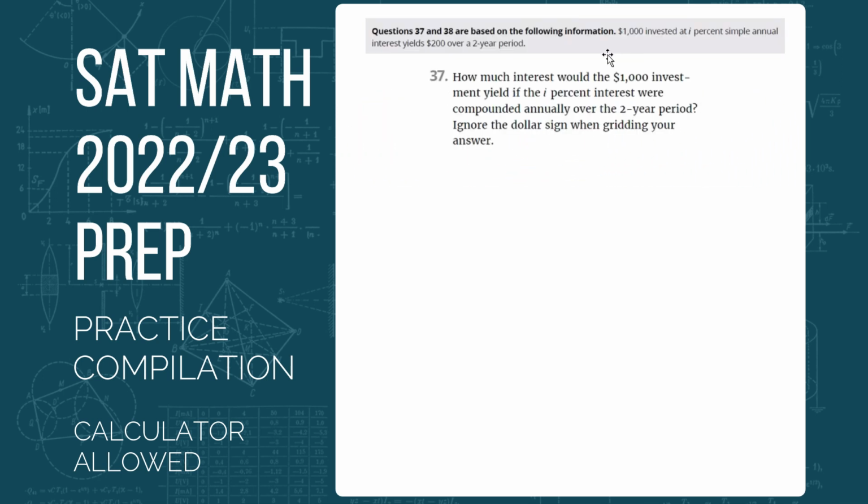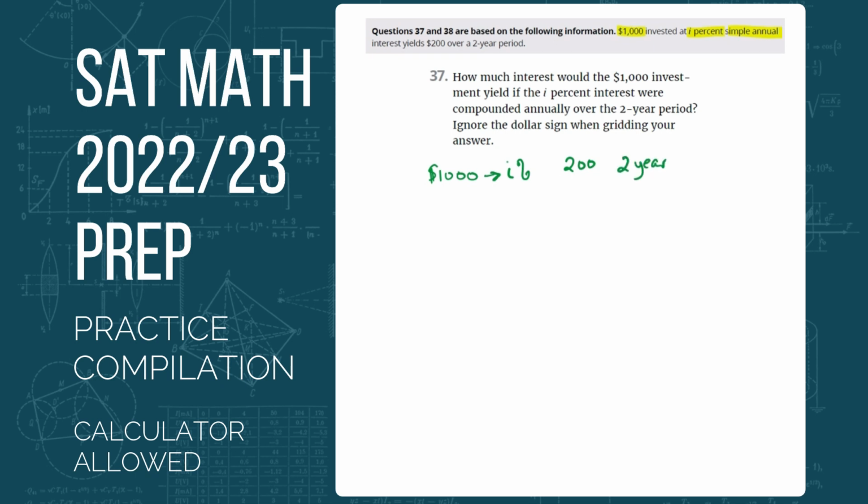Question 37, we are supposed to look at this data. $1,000 invested at I% simple annual interest yields $200 over a 2-year period. Let's just take this statement and find out what I% is, okay? We have $1,000 invested at I% interest and yields $200 over a 2-year period.